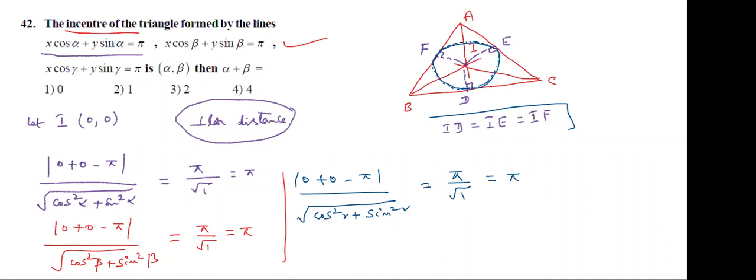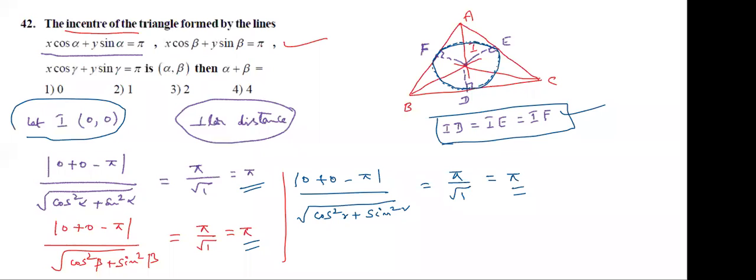So observe this concept. The perpendicular distance from the incenter to the sides of a triangle is equal. We got an equal answer now, pi. So in this case, we will say that whatever we assumed as incenter I is correct. Finally, the incenter is the origin. But in the question, the incenter is given as alpha comma beta.